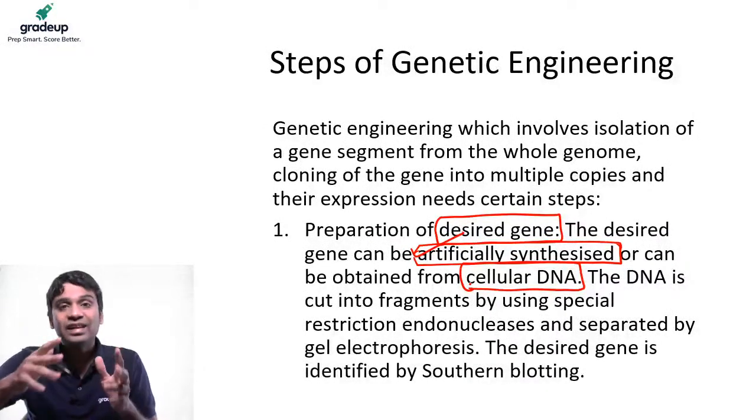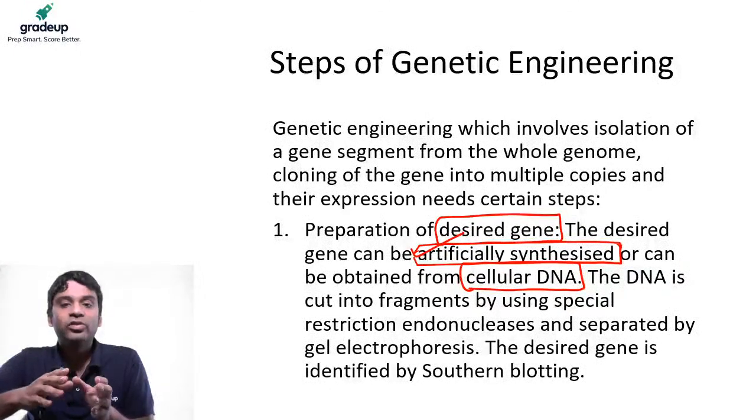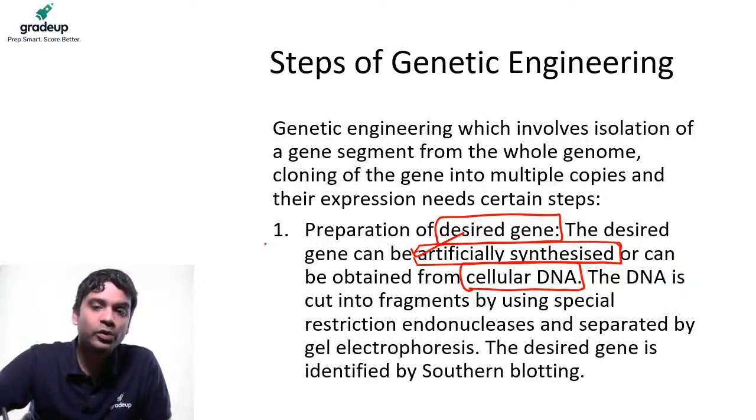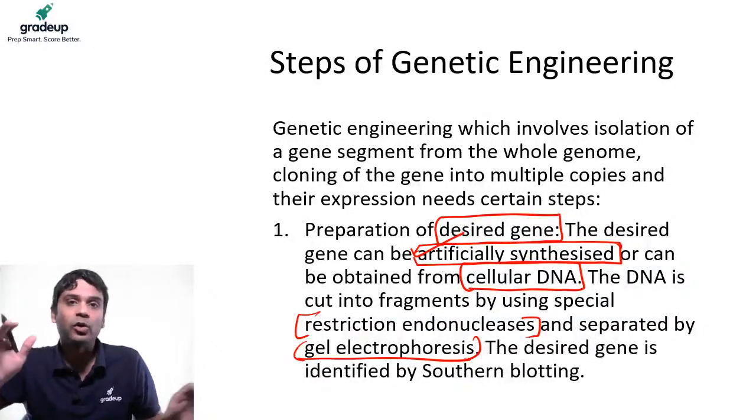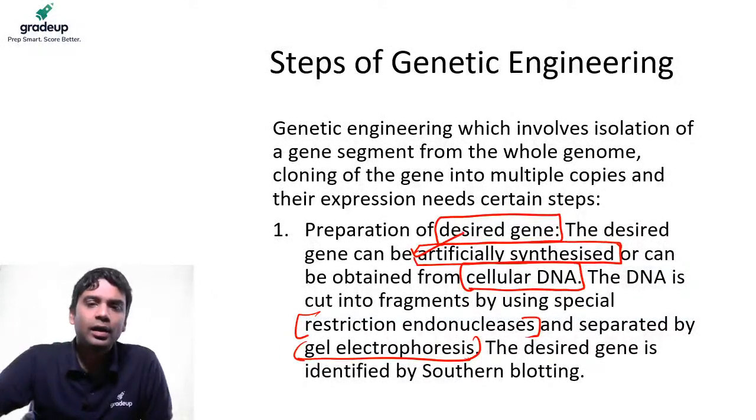Okay? And this DNA, it is cut by using special restriction endonucleases. And it is separated on something called gel electrophoresis. Okay? And how do you identify the gene? You identify it by the process called Southern blotting. I'll tell you about it. But just remember this word, restriction endonucleases. These are your scissors.